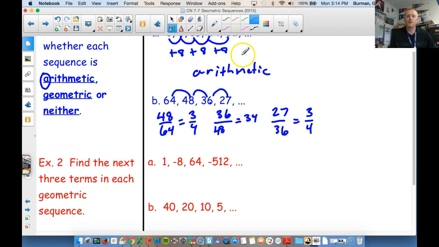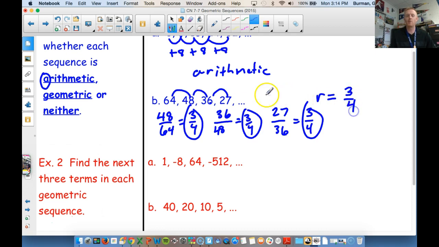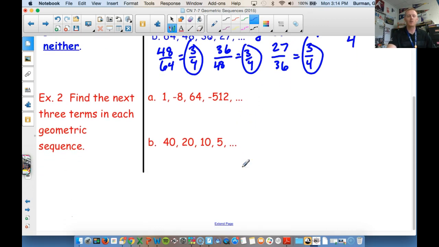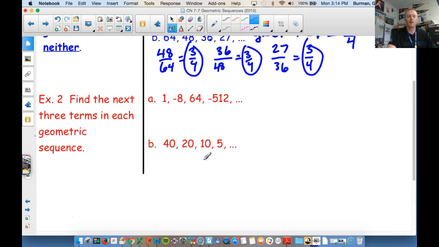Oops, I wrote a 34 down. All right, 3/4. Notice that these are all the exact same number. We want to check through all of the numbers in our sequence, and since they are all the exact same number, their common ratio r is equal to 3/4. But more importantly, this is a geometric sequence.